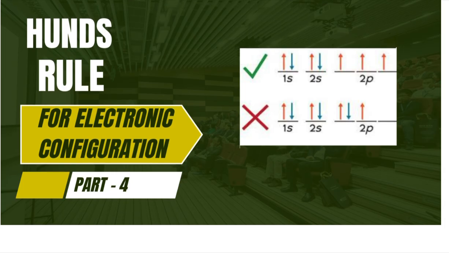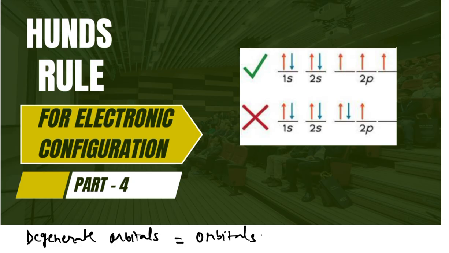So Hund's rule of maximum multiplicity deals with degenerate orbitals. First we will try to understand the meaning of degenerate orbitals. So what are degenerate orbitals? These are nothing but orbitals having the same energy.